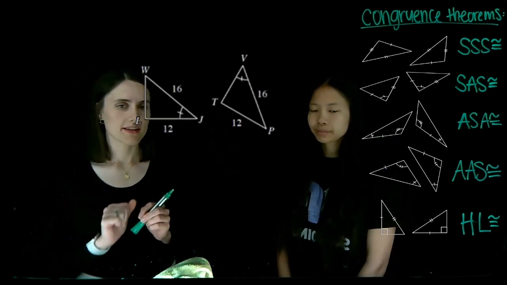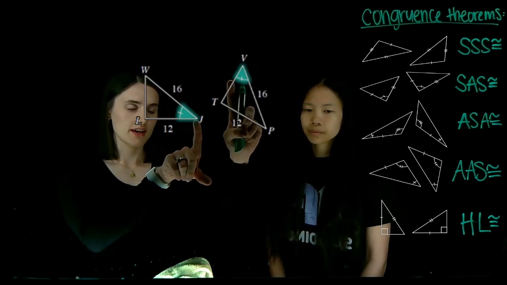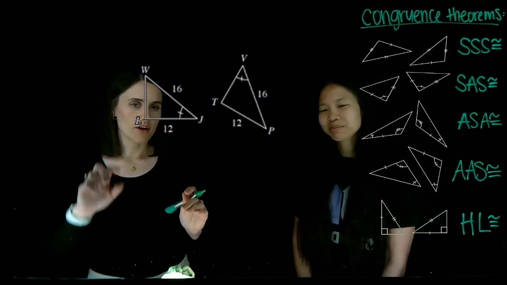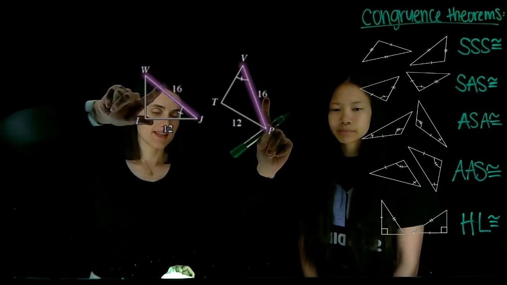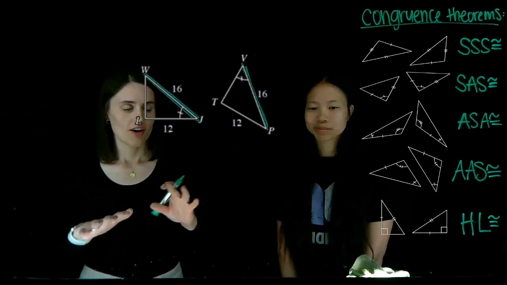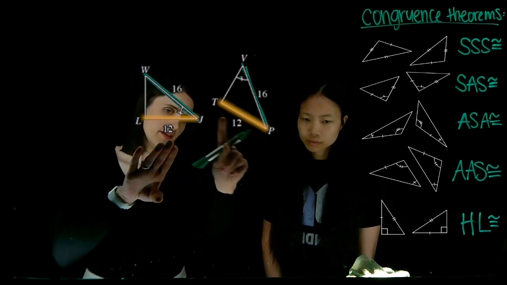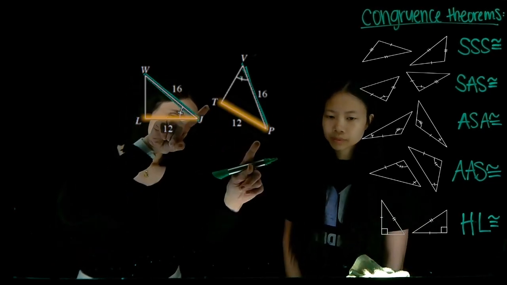All right, let's take a look at these two triangles. The first thing I notice is that angle J and angle V are congruent. The next thing I notice is that we have two sides that are 16, so we know that WJ is congruent to VP. The last thing I notice is that side LJ is 12 and TP is also 12, so we know that LJ is congruent with TP.